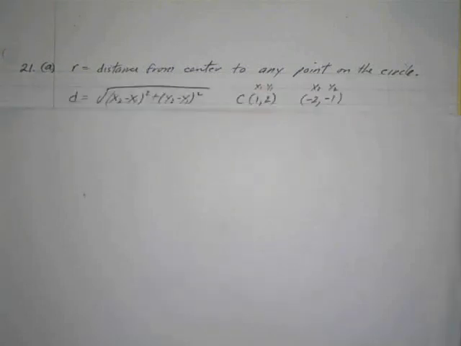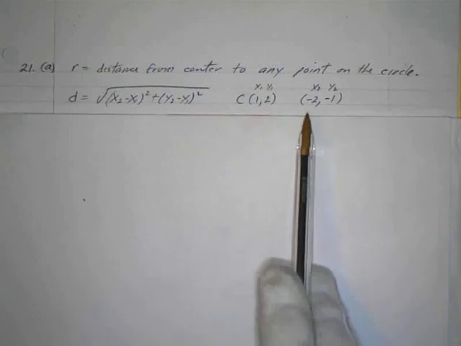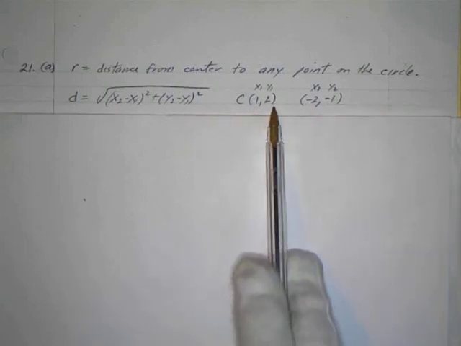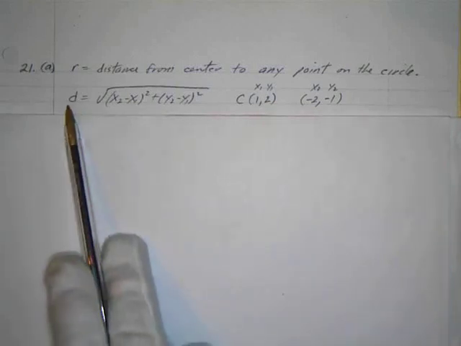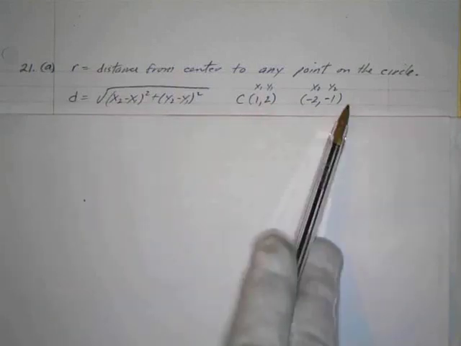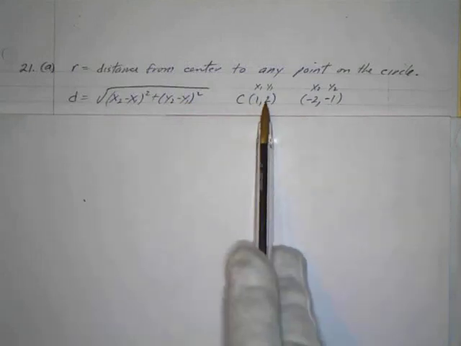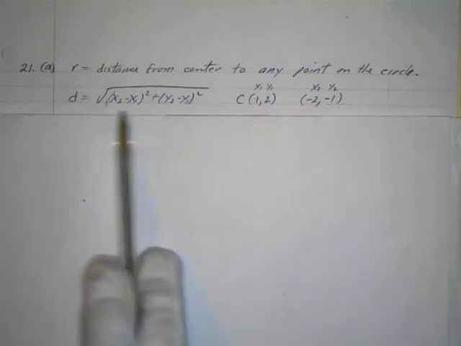So we have a point. The point on the circle is (-2, -1), and this is the center, (1, 2). In order to find the radius, that's real easy. We just use the distance formula. This will give us the distance between any 2 points if we know the coordinates. And we know the coordinates, so we can call this point x1, y1, this point x2, y2, and then just substitute in the distance formula.